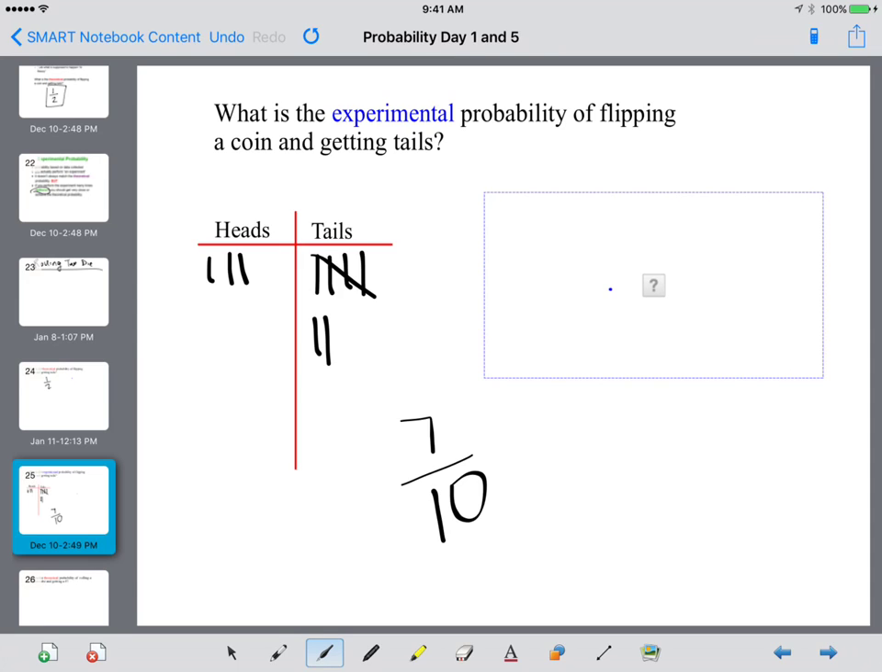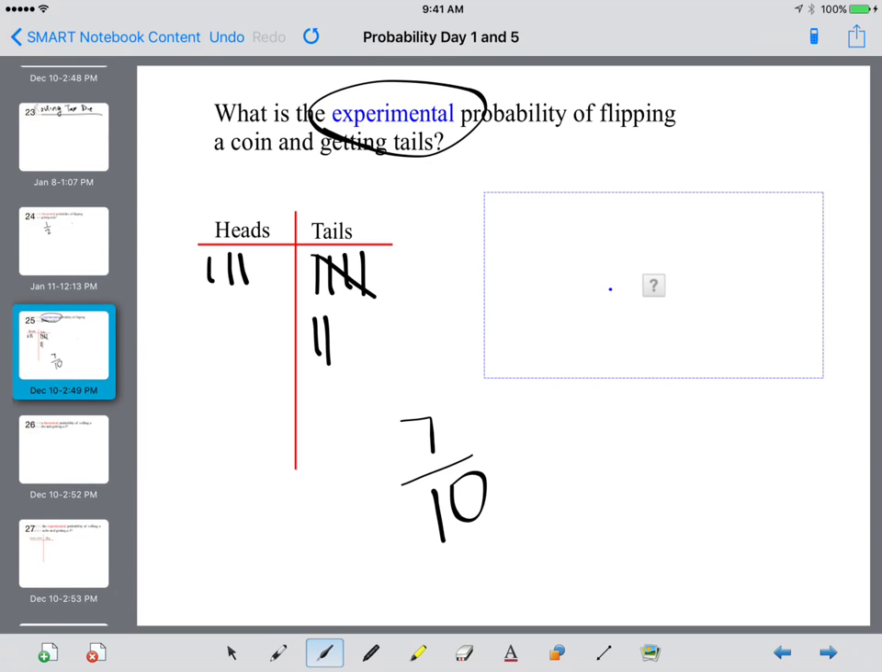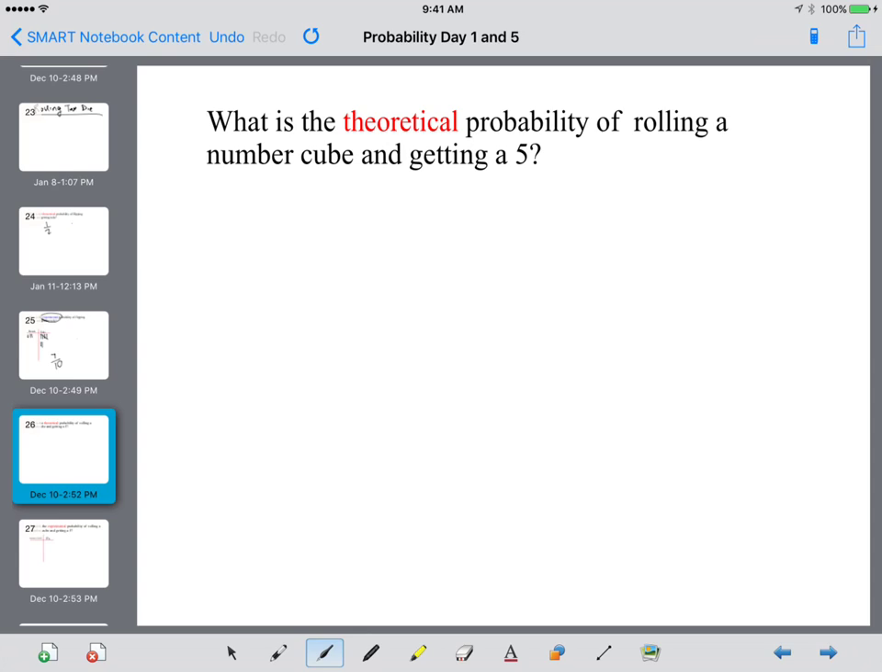Doesn't exactly match. Or maybe you did your own little experiment and it only landed on tails 3 times. Well, then it would be 3 out of 10. Experimental probability, you have an actual trial where you perform some sort of experiment.